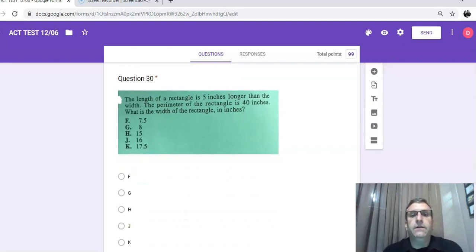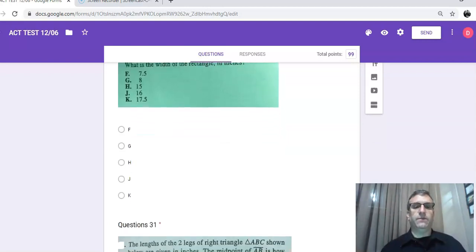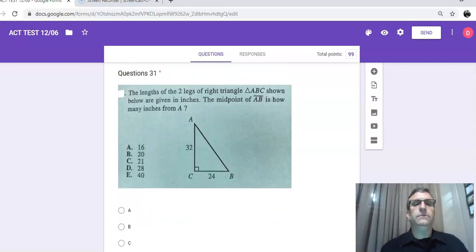The length of a rectangle is 5 inches longer than the width. The perimeter is 40. What is the width of the rectangle in inches? This is going to be one where you take x plus 5 as your length, and width is x. Now you have 2 parts of your rectangle, and you've got to have the other sides, which are x plus 5 and x. You'll have all of those on one side, 40 on the other, and when you solve for x, you'll find your width.